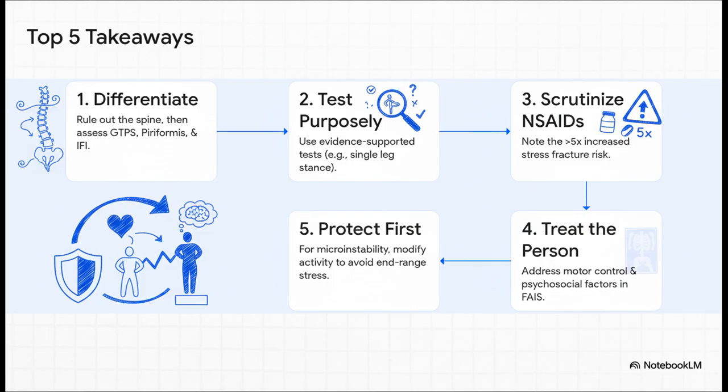Number 1, differentiate systematically. Always clear the spine first. Number 2, test with purpose. Use tests that the evidence actually supports. Number 3, scrutinize NSAID use. You have to educate your active patients on the risks. Number 4, treat the person, not just the x-ray. Address the psychosocial stuff. And number 5, with instability, you always protect the joint before you strengthen around it. These 5 principles right here, they're the core of your clinical framework.